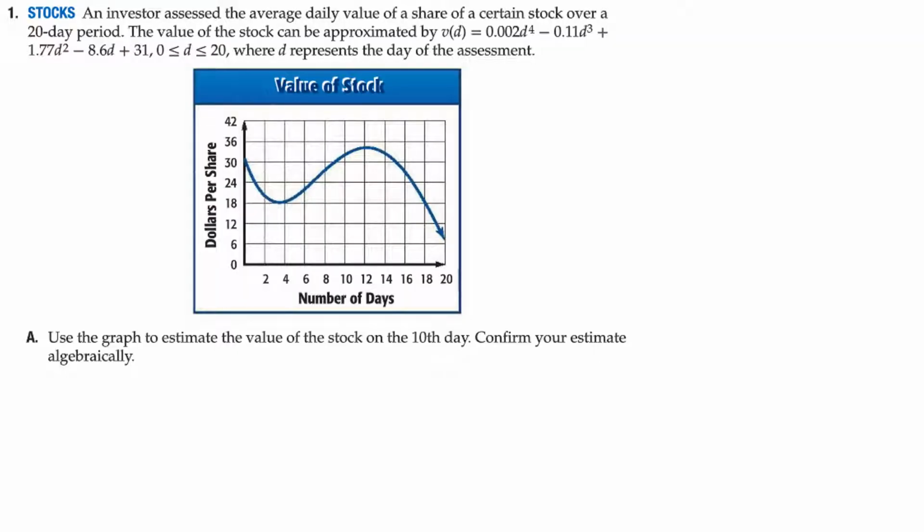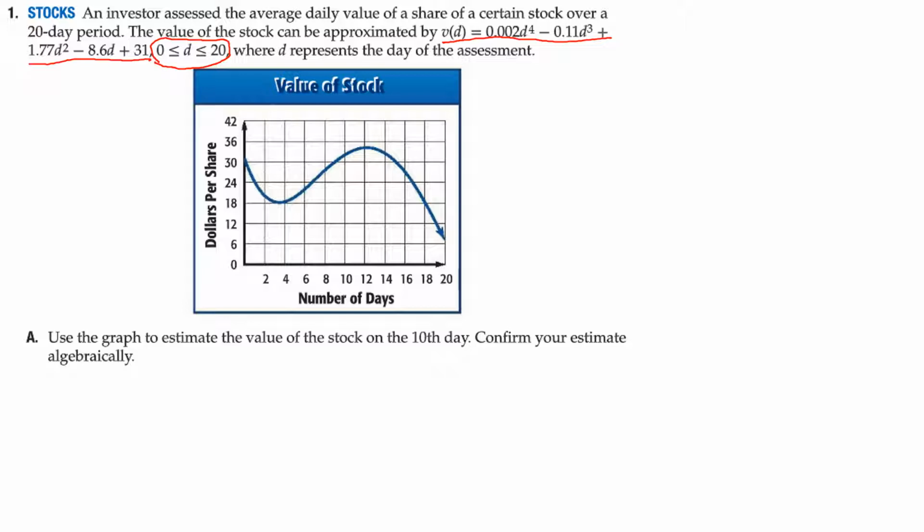The first problem we're going to deal with here is stocks. An investor assessed the average daily value of a share of a certain stock over a 20-day period. The value of the stock can be approximated by this. Kind of a messy equation here. And notice, D is limited. It must be between 0 and 20, where D represents the day of the assessment. So D is my day, and V of D is my value of my stock.